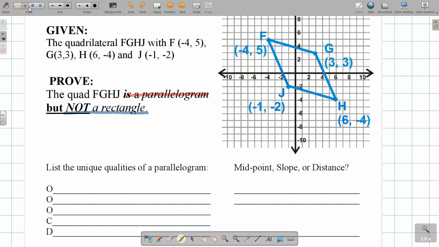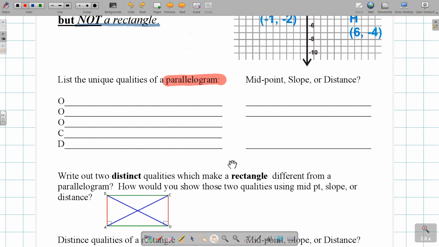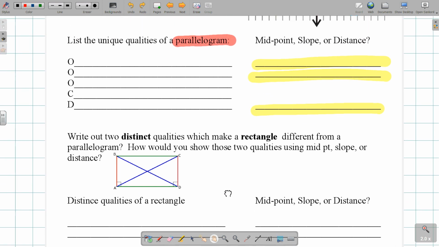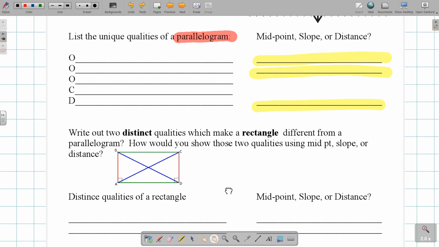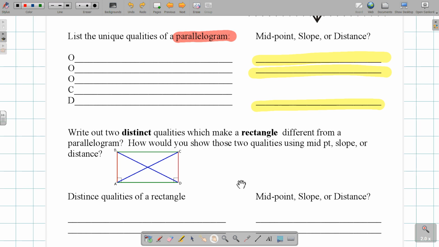So to accomplish that, you need to answer two basic questions. What makes a parallelogram? Write out the qualities. Then over here, match each with midpoint, slope, or distance to prove this quality. With midpoint, slope, or distance, prove that quality. So match that up. Pause the video, write out the qualities, and match them with the equations: midpoint, slope, or distance.